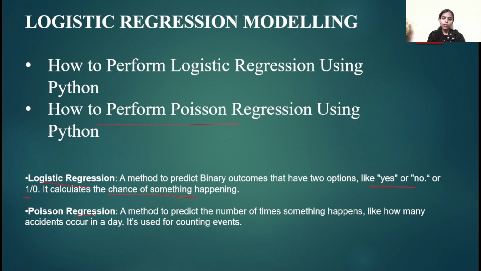Now what is Poisson regression? Poisson regression predicts the number of times something happened. Means, for example, how many persons have TB in a day, how many accidents occur in a day. In simple words, one calculates the chance of something happening, or it calculates the number of times something happens.